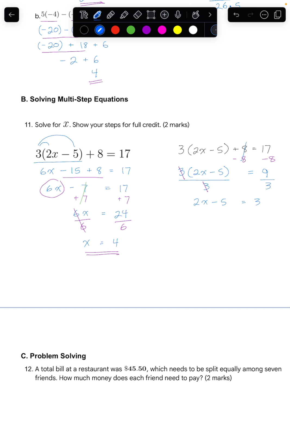And now we're trying to isolate the 2x. So we add 5 to both sides, and we are left with 2x is equal to 3 plus 5, which is 8. And we'll keep going. Now we divide both sides by 2. These cancel out. We're left with x is equal to 8 divided by 2, which is 4. So either way, we get the same answer, but done 2 different ways. Use whatever method is most comfortable for you.